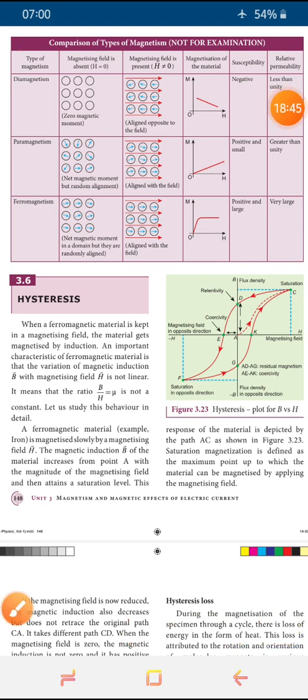Okay, and we'll stop today's class here. And today's homework: you mark this comparison of types of magnetization.